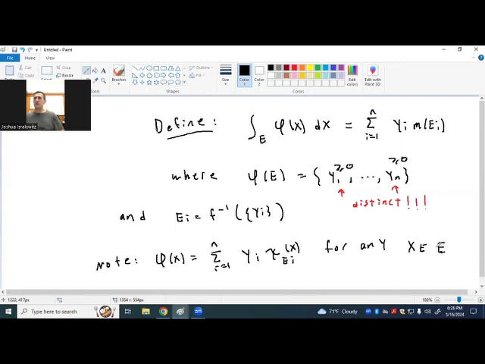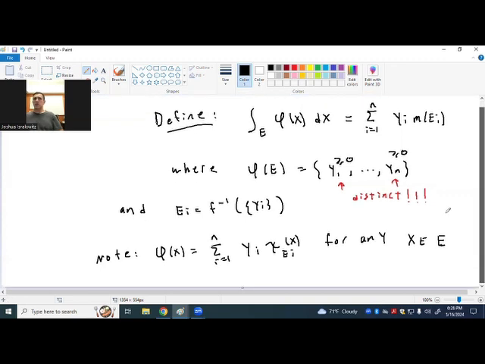And I'm saying also that the image is exactly these n non-negative numbers. So we clearly have E is going to be this disjoint union. It's disjoint because I'm demanding that these y's be distinct.